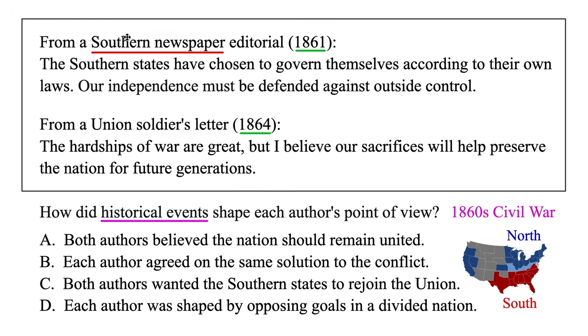Well, the first one, it is from a Southern newspaper, so somebody down here. Let's see what they have to say. The Southern states have chosen to govern themselves according to their own laws. Our independence must be defended against outside control. Okay, let's see here. They talk about governing themselves and their independence. That is referencing forming a separate country and leaving the United States. That would allow them to govern themselves, keep their own laws, keep slavery, and be an independent country on their own. Okay, so that's that.